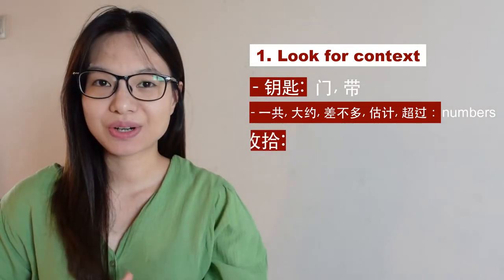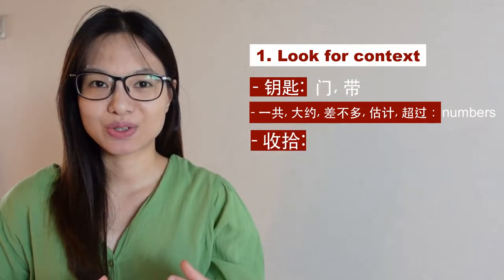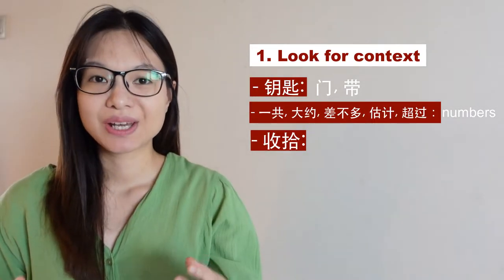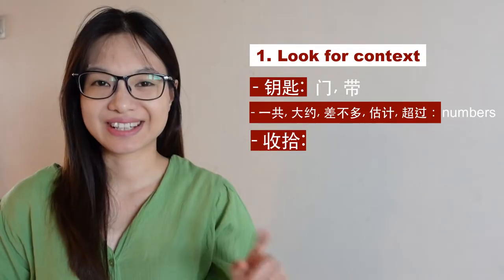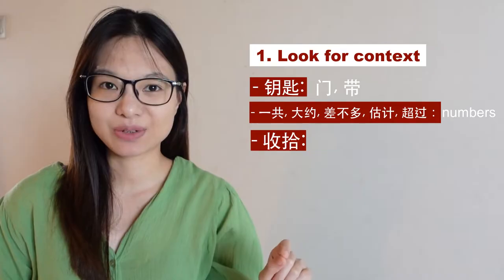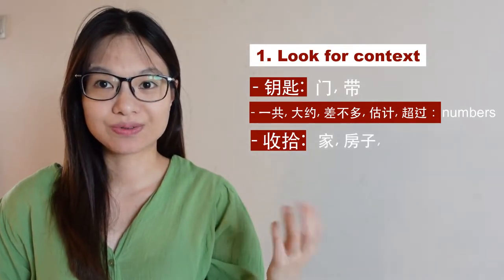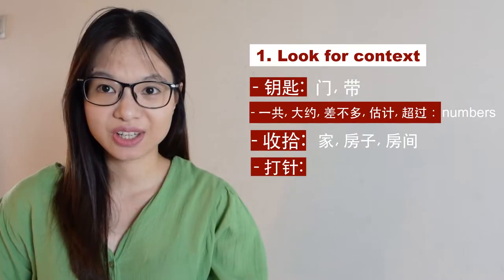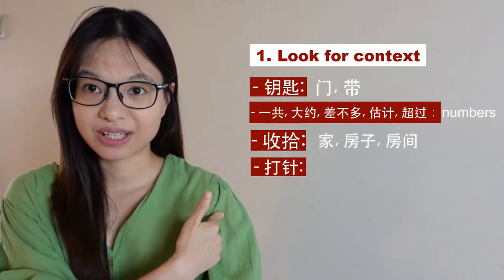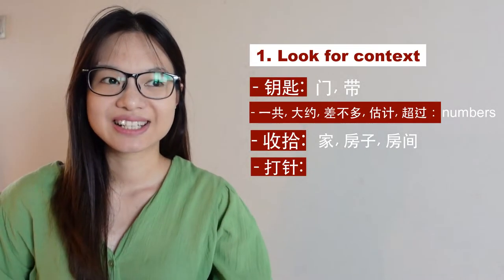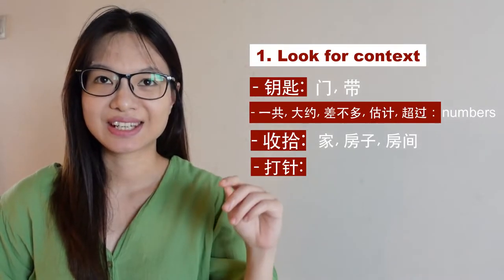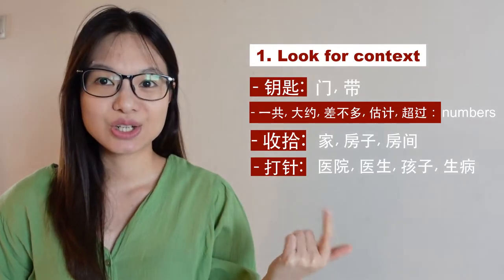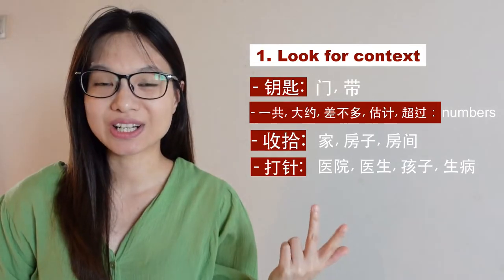And if you have the word 收拾, which means to tidy up, to clean up, you have to look around the sentences to see if you can see the word 家 or 房子 or 房间. If you have the verb 打针, which means to give an injection, to give a shot, then you have to look around to see if there is 医院, 医生, 孩子, or 生病.